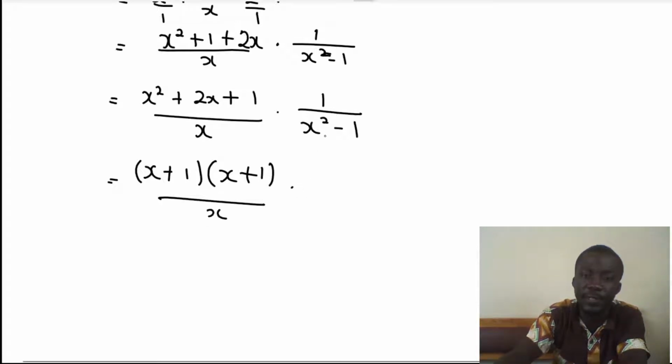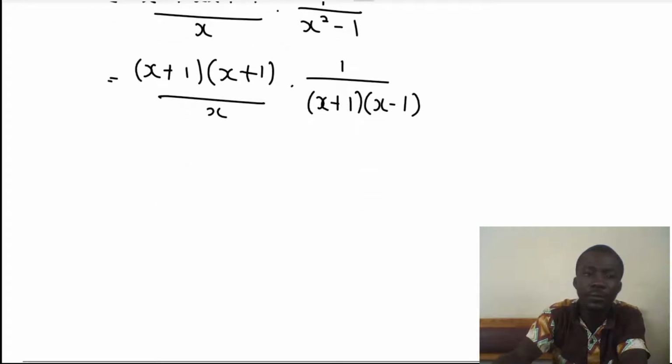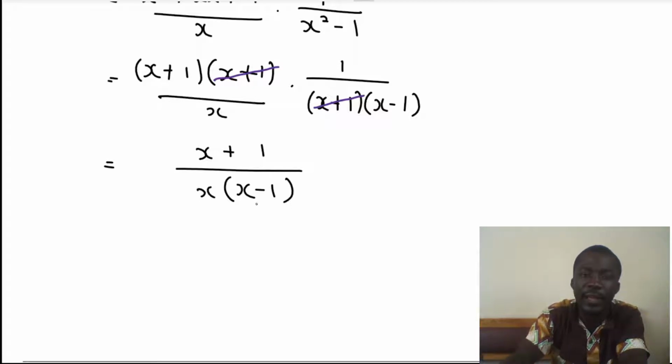But when we get to this place, we have 1 over the x squared minus 1, which is difference of two squares, which we can factor as x plus 1, x minus 1. So with this, we can see that x plus 1 here can cancel one of the x plus 1's here. And finally, we are going to get x plus 1 divided by x into bracket x minus 1. And this will be our final solution.